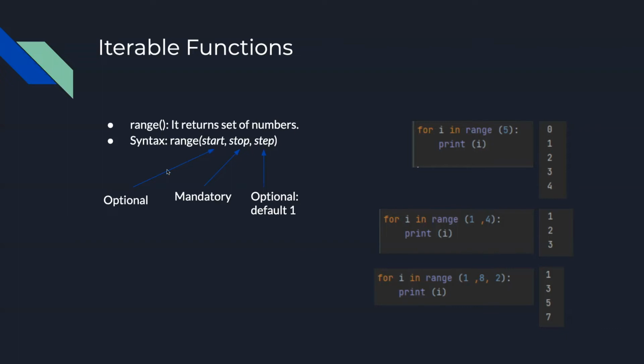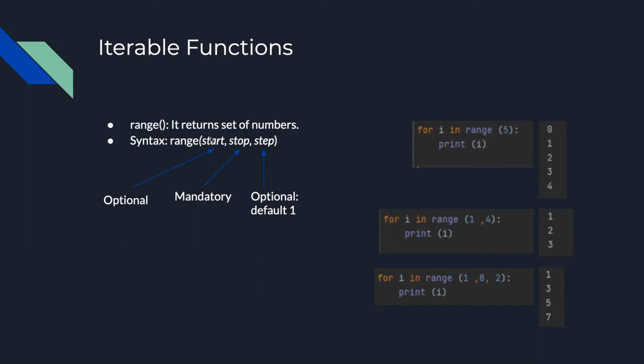So start is optional. It defaults to 0. Stop is mandatory, so regardless, you have to specify it. And then step is optional, and it defaults to 1. In this case, for this loop, we have for i in range(5). Remember, the stop is exclusive, so we won't see 5 printed here when we iterate over all the values returned by range. So we just print out 0, 1, 2, 3, 4 in this particular case.